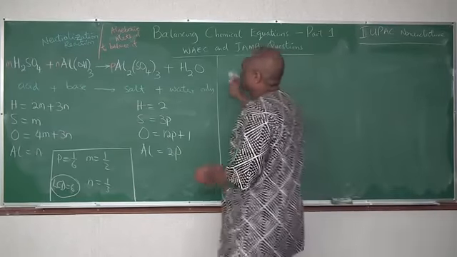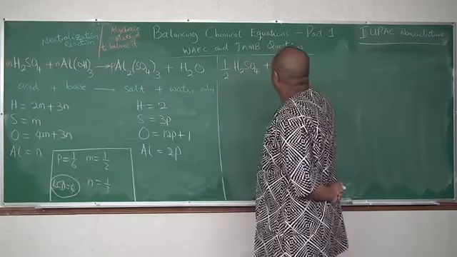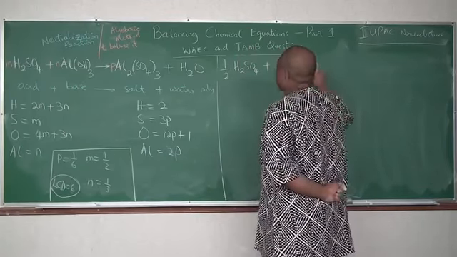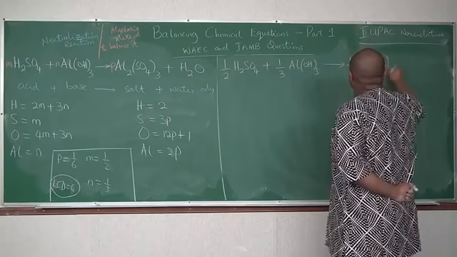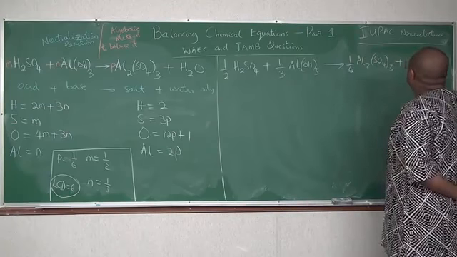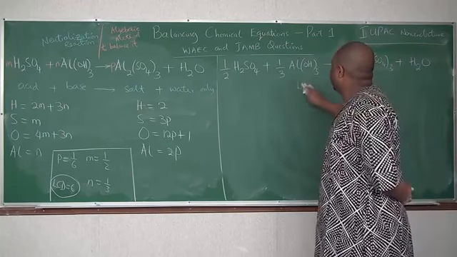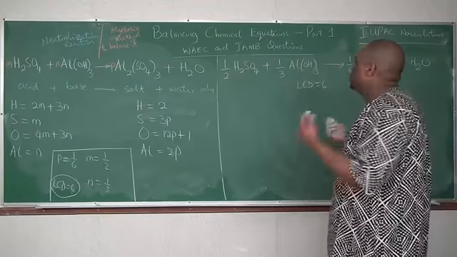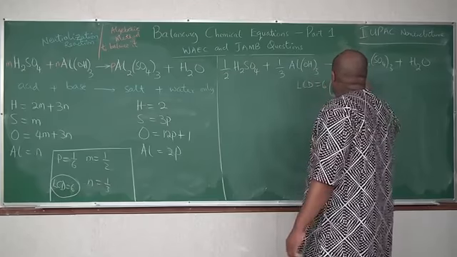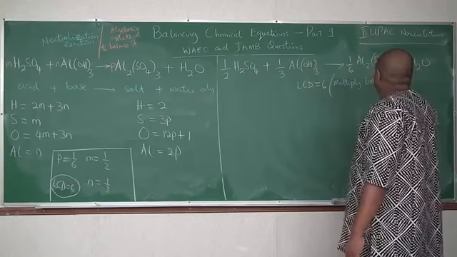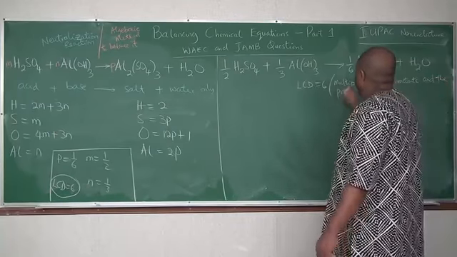This is now 1 over 2 H2SO4 plus 1 over 3 aluminum hydroxide to give 1 over 6 aluminum tetraoxosulfate 6 plus 1 mole of water. The LCD is 6. Multiply everybody by the LCD, because you don't want fractions. Multiply all terms, both the reactants and the products, by 6.